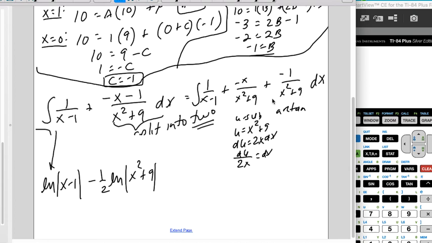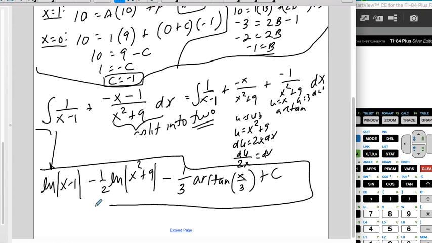And for arctan, my u is just x, which means my du is just dx, but my a is 3, right, because it's 3 squared. So I'm going to get a minus 1 over a, arctan of u over a, plus c. And that answer is totally fine. You don't need the absolute value on the x squared plus 9 because, again, that's always positive.